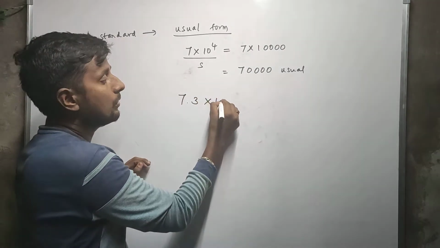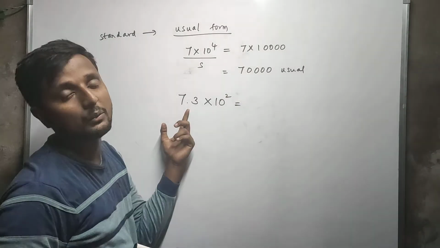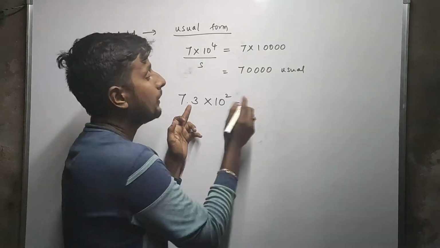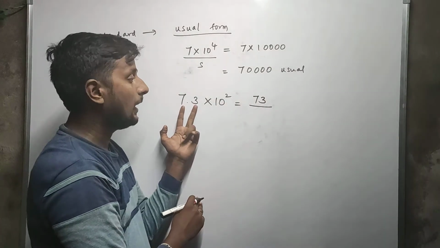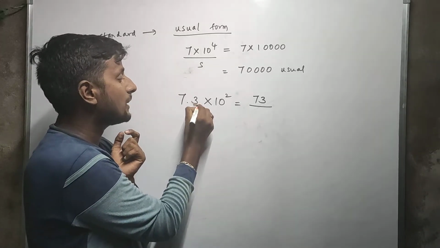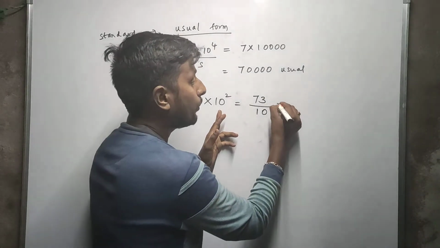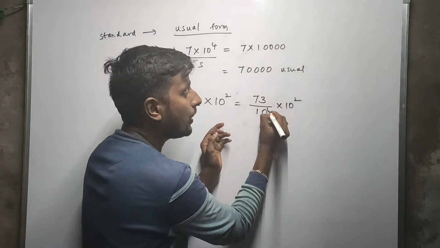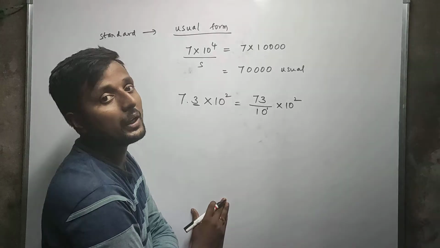7.3 into 10 power 2. What happened? Here we have a decimal number and we have to convert it into usual form. Write 7.3. I have removed the decimal and written the numbers together. After the decimal we have a single digit, so in the denominator we get a single zero, 10 power 1, into 10 power 2 as it is.